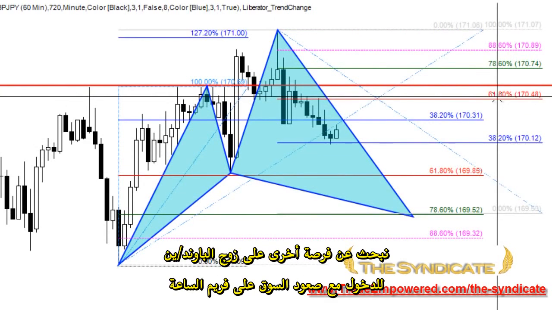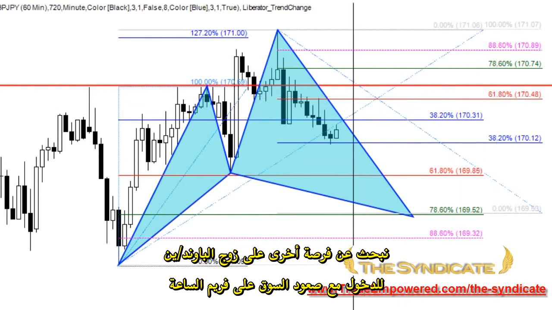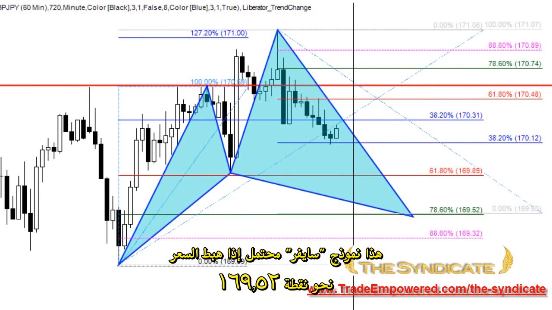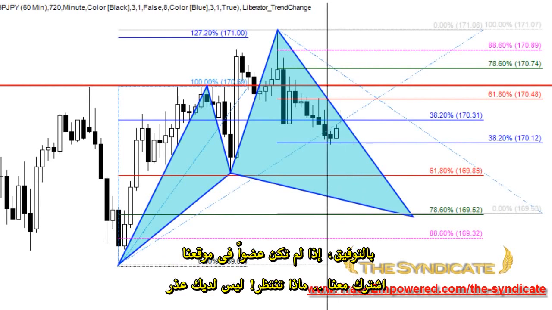So looking for another opportunity on pound yen to get involved in a bullish move here on the 60-minute chart. Again, it's a potential cipher pattern completion if we push down to the 169.52s.